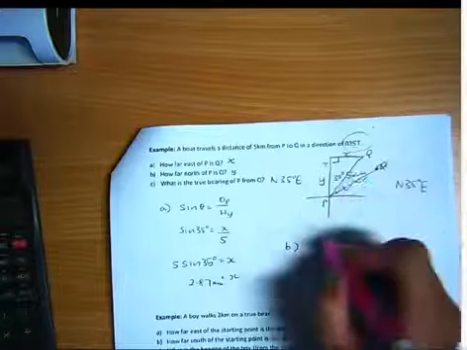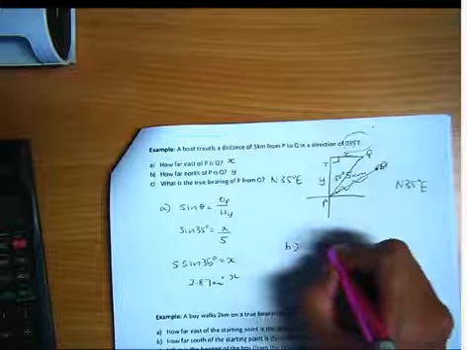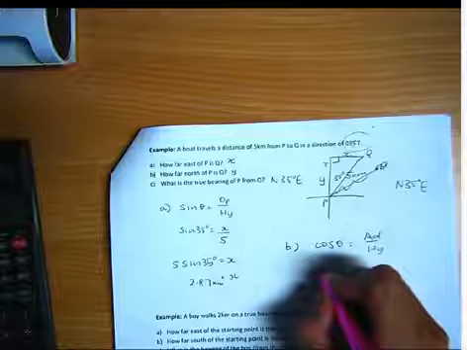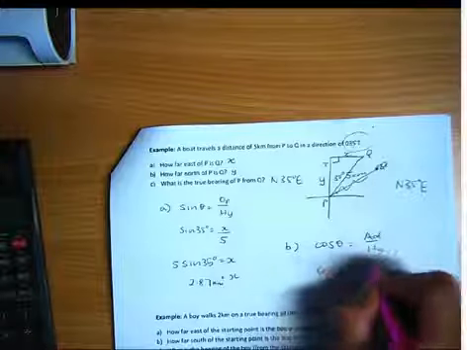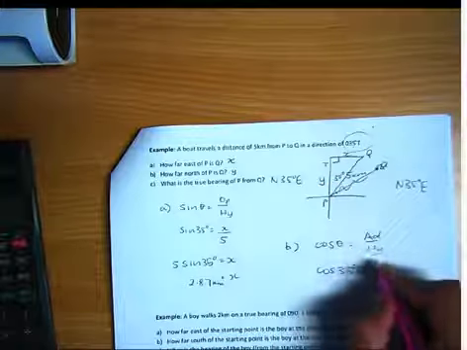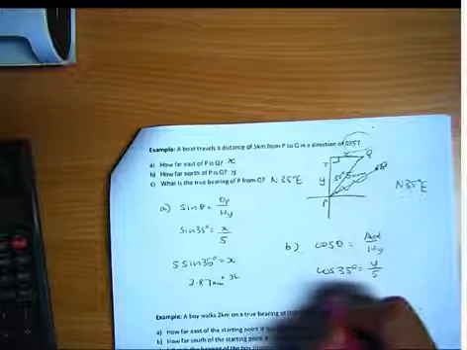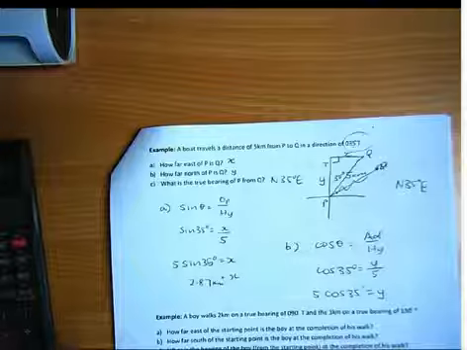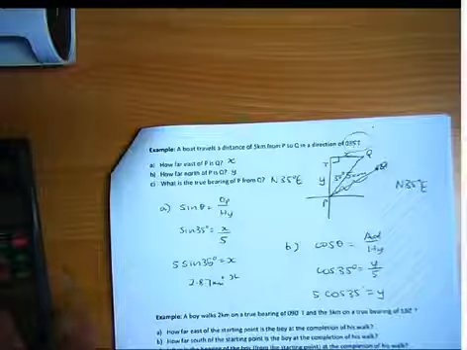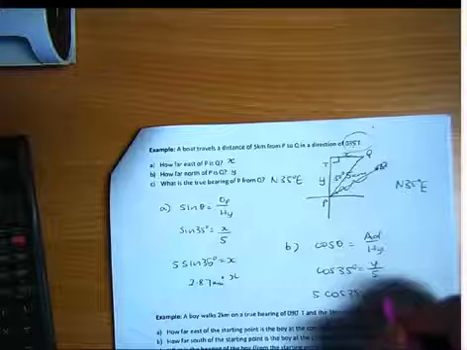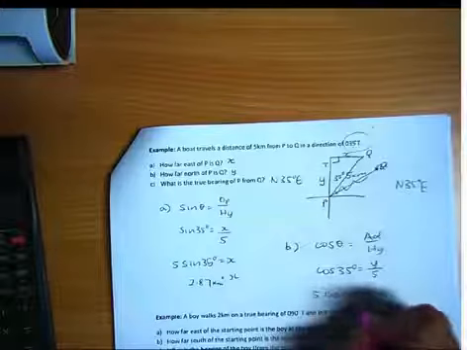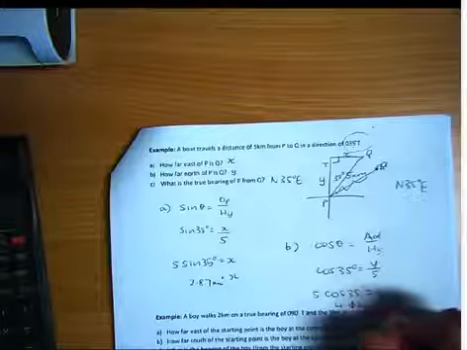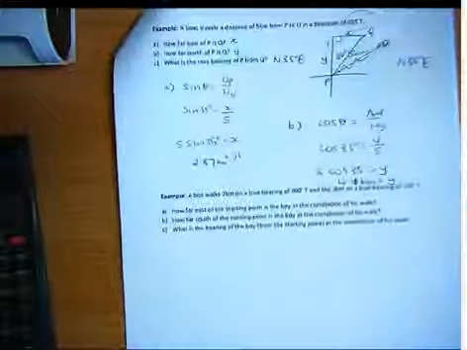You could find the other side using Pythagoras. Cosine is adjacent on hypotenuse. Cos of 35. Now the adjacent is y over the hypotenuse, and multiply. And then our answer we can do on the calculator, making sure we're in degrees, is 4.1 actually, kilometres. Okay, and that's it.